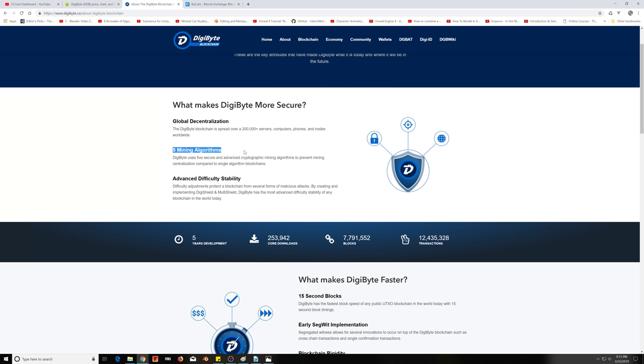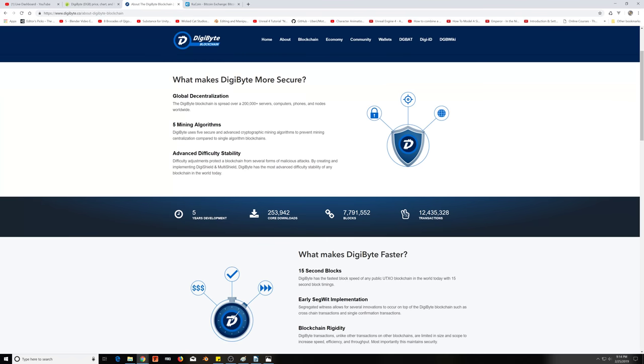Five mining operation algorithms to prevent mining centralization compared to a single algorithm blockchain. That's actually pretty huge, guys. This has geopolitical significance to it, okay? This means it cannot be basically Ant miners. Ant miners are not going to be the sole ones mining this thing in China, okay?